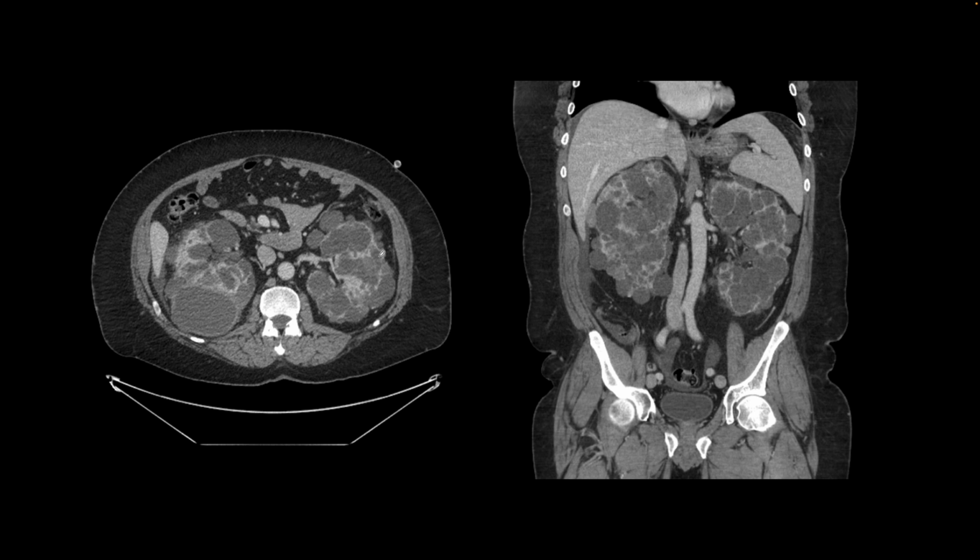Here is our next patient. They were evaluated with a CT of the abdomen and pelvis with contrast, and the axial view shows that the kidneys are enlarged bilaterally and the enhancing parenchyma is very small, and the kidney is predominantly replaced with these cysts bilaterally. Here we find the same finding, that the kidneys are enlarged and replaced by cysts, and this pattern is suggestive of autosomal dominant polycystic kidney disease.